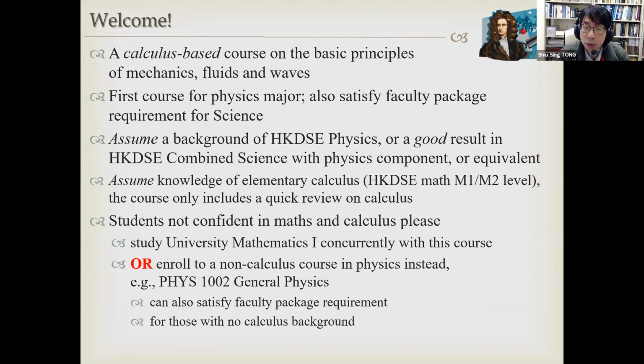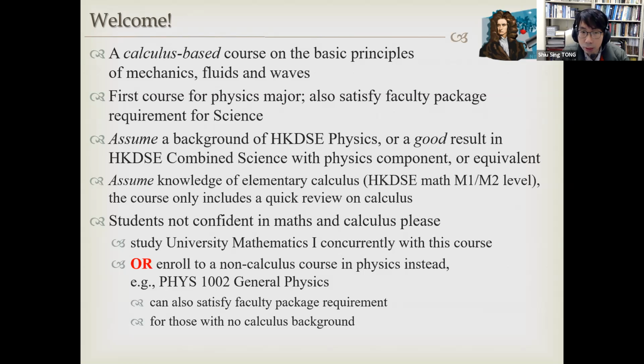And I also assume you to have elementary knowledge of calculus, and that is a calculus up to the level of Hong Kong DSE maths extension M1 or M2. And of course, M2 is preferred because M1 is less on calculus and M2 is more on calculus. And in this course, we only will have a brief review on calculus. I will not talk about the details. I will not start with a limit to prove everything to you before putting the calculus to use.